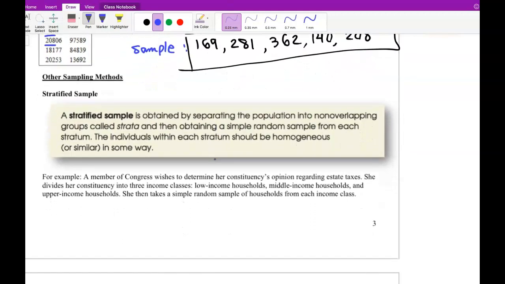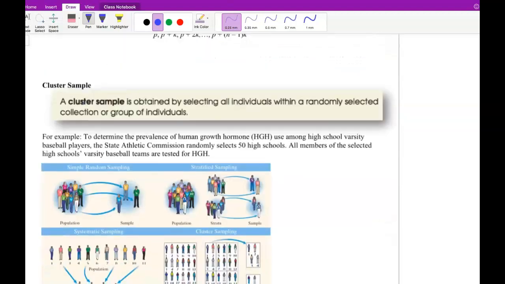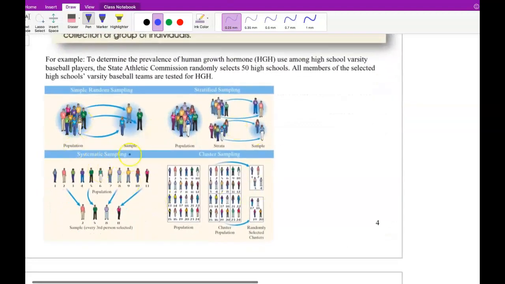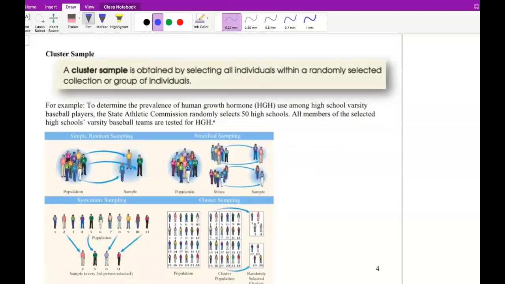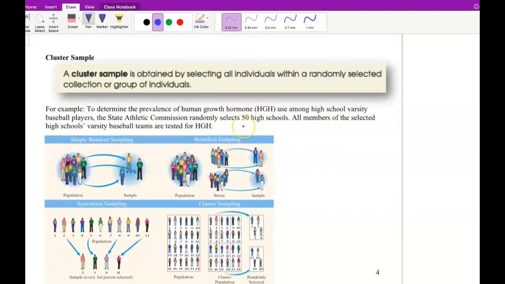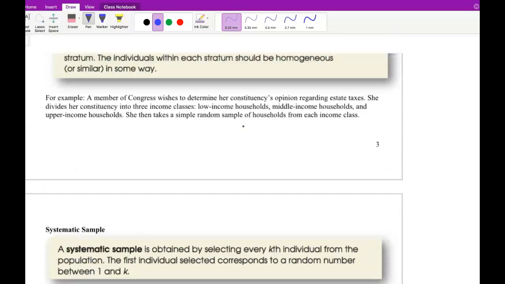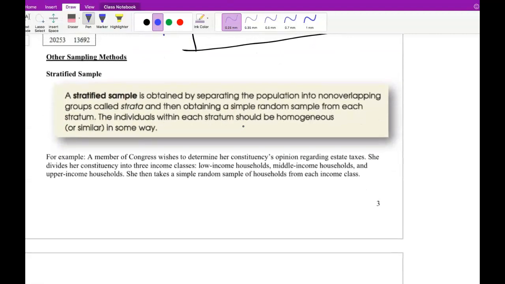Okay. Here we have another method, the stratified sample. On the next page, we have systematic sampling, cluster sampling, and here on top, simple random sample that we already did. And right on that page, I'm going to work on stratified sampling.